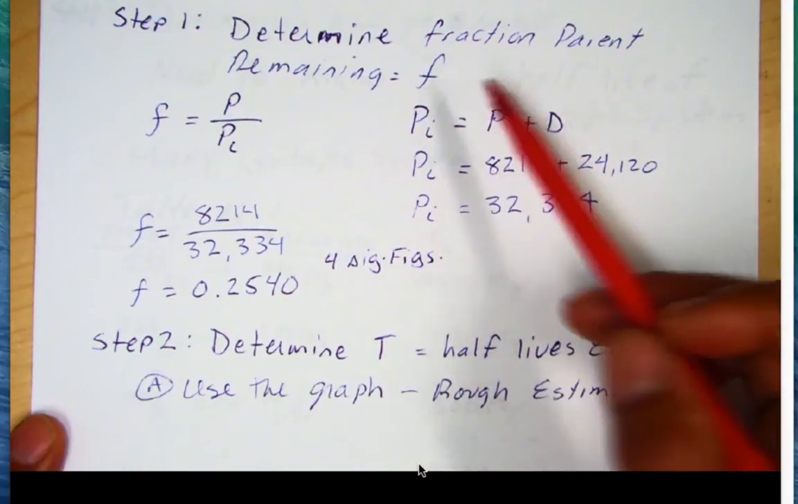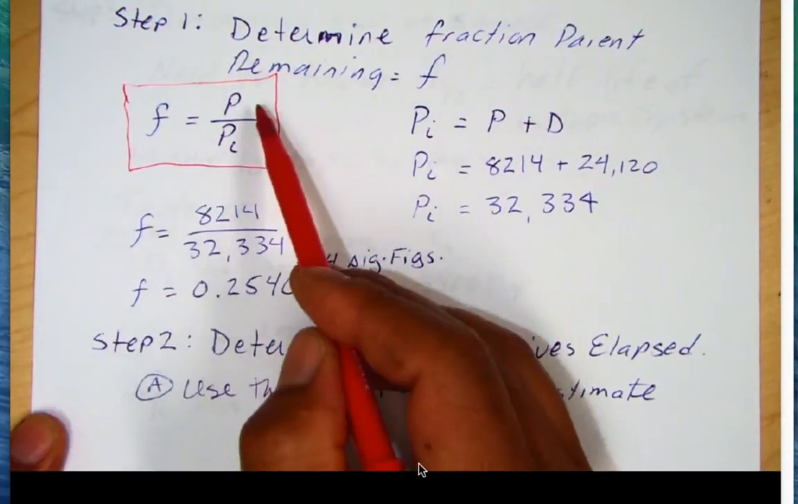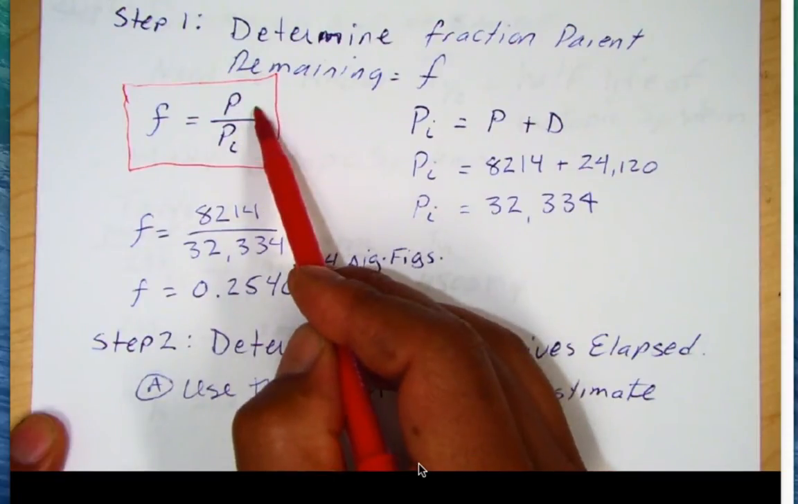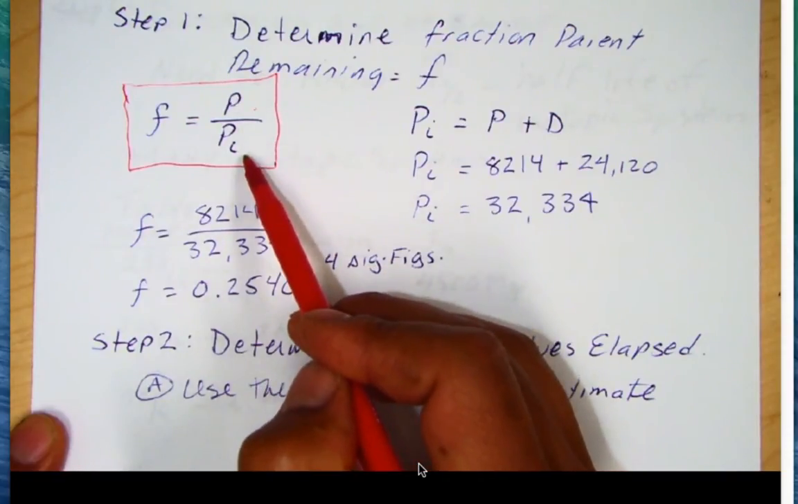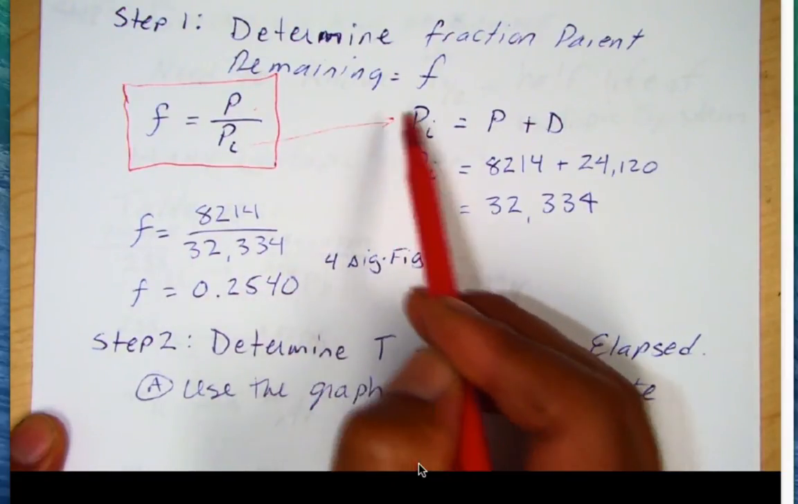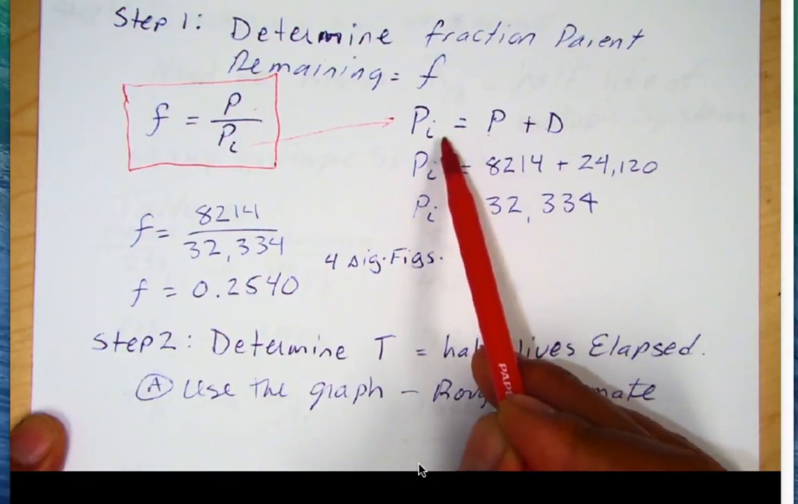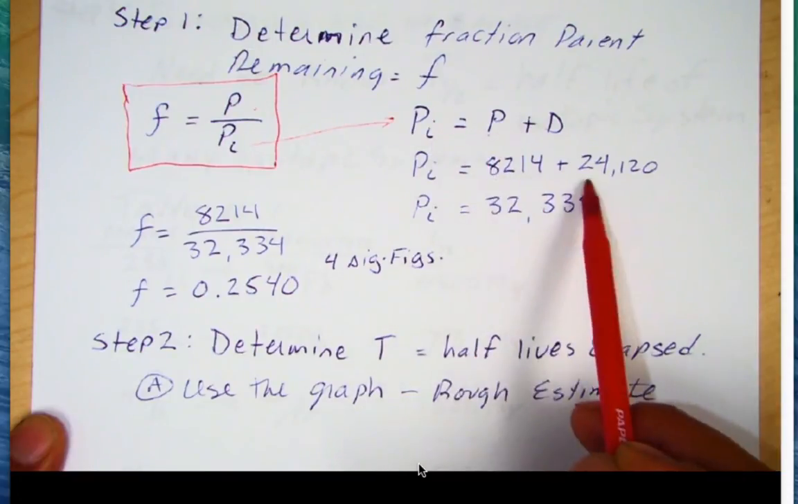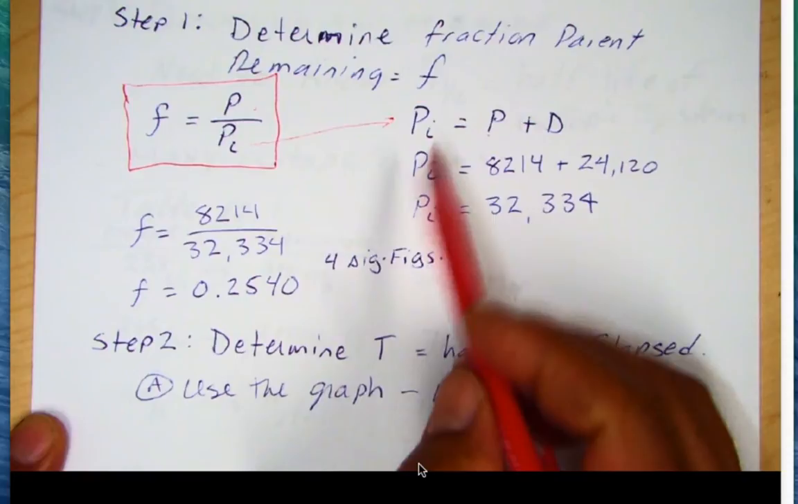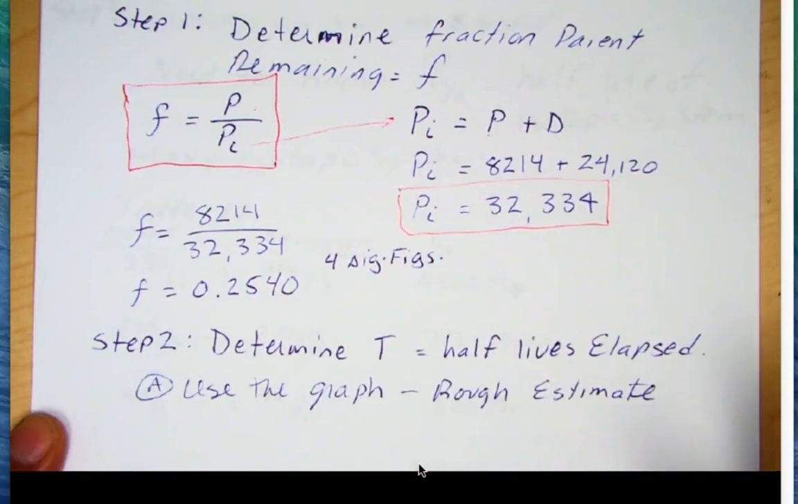And the way to get the fraction of parent remaining is taking your current number of parent atoms and dividing it by the initial number of parent. But first of all, you've got to figure out what this initial is. And the way to figure out initial, you just combine the parents and the daughters, because remember, the daughters all originated from a parent atom, right? And so if I add those up, 8,214 plus 24,120, my Pi is 32,334. So now I've got my initial.